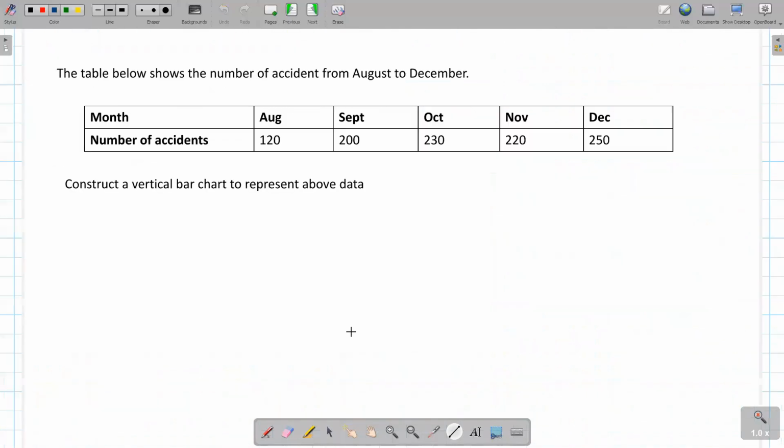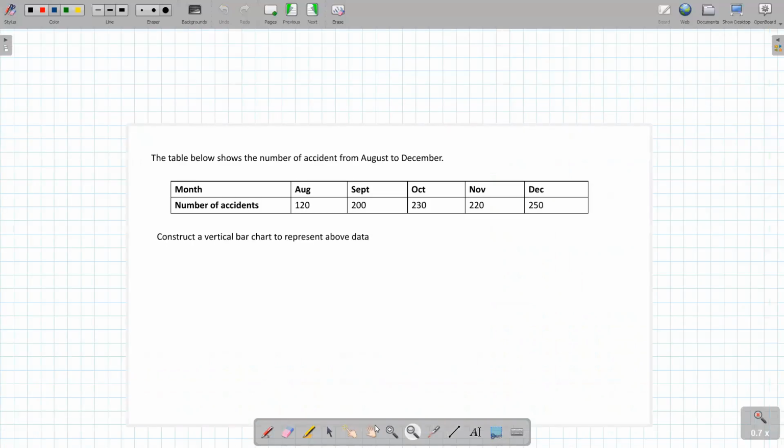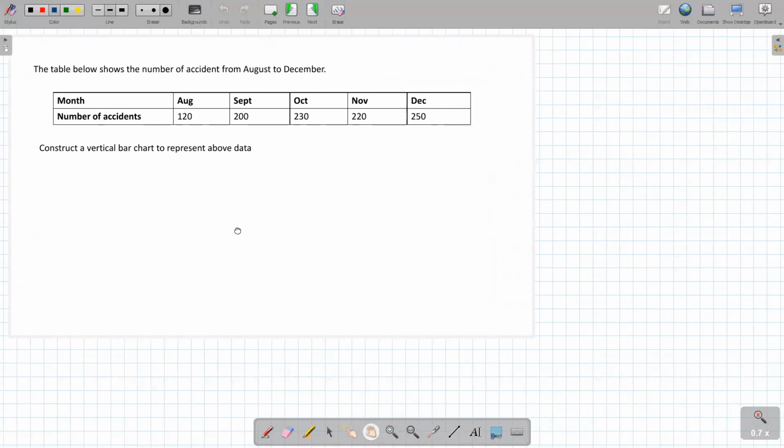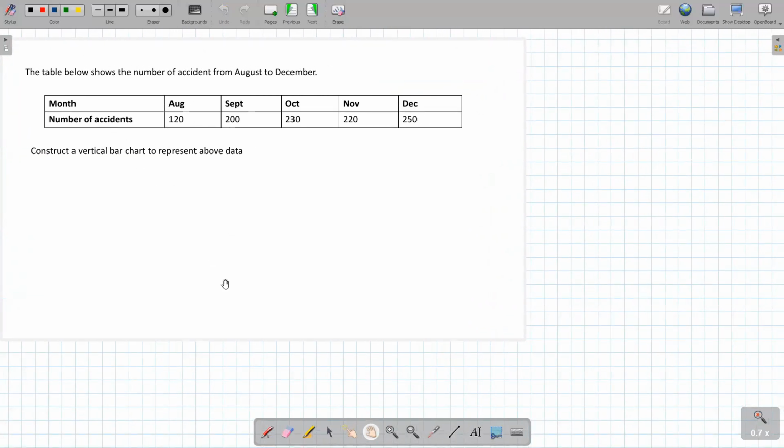Next up, we need to construct a vertical bar chart. Again, when we draw a graph, we decide the axis and the scale, and later on we draw. So for the vertical bar chart, how does the graph look like? It will be something like this. The bar will be going up. This is a vertical bar chart.